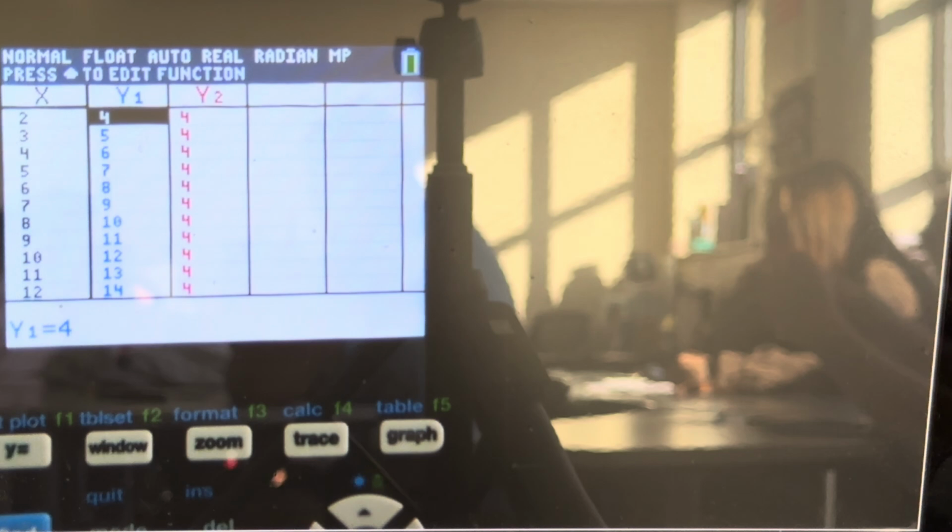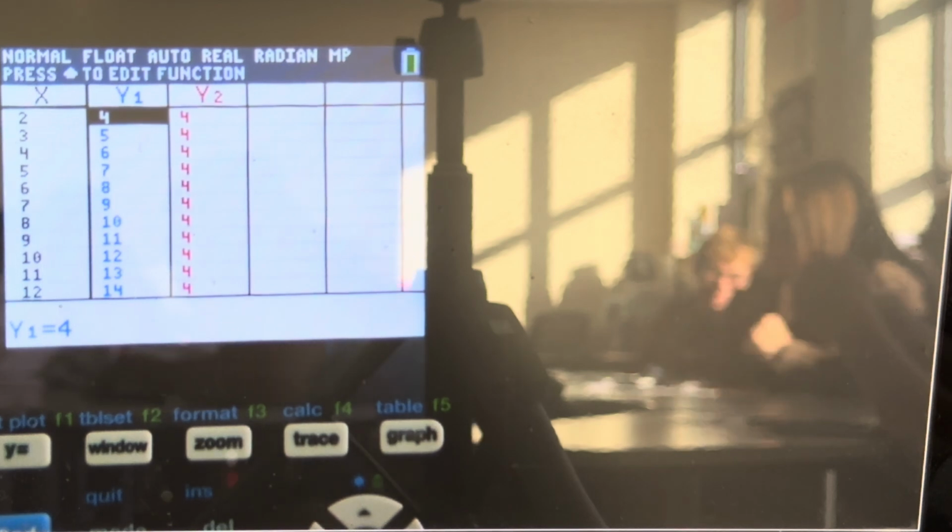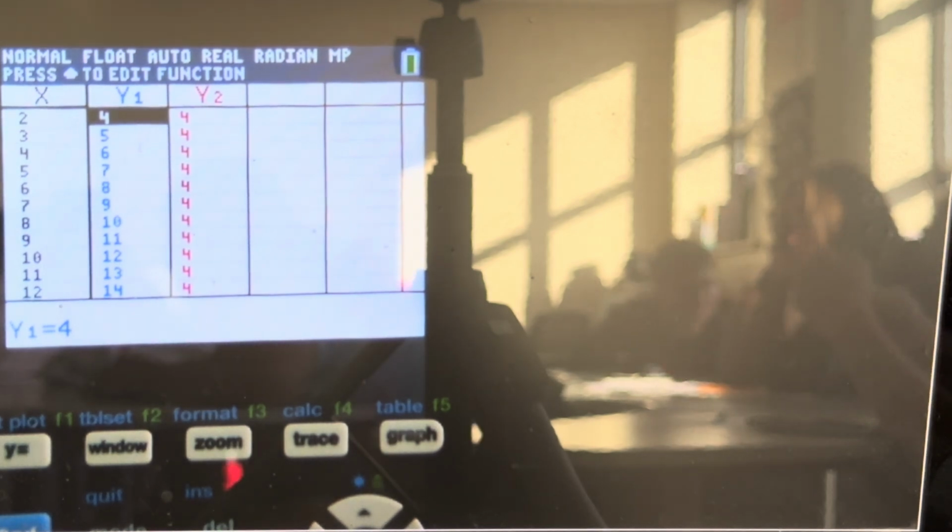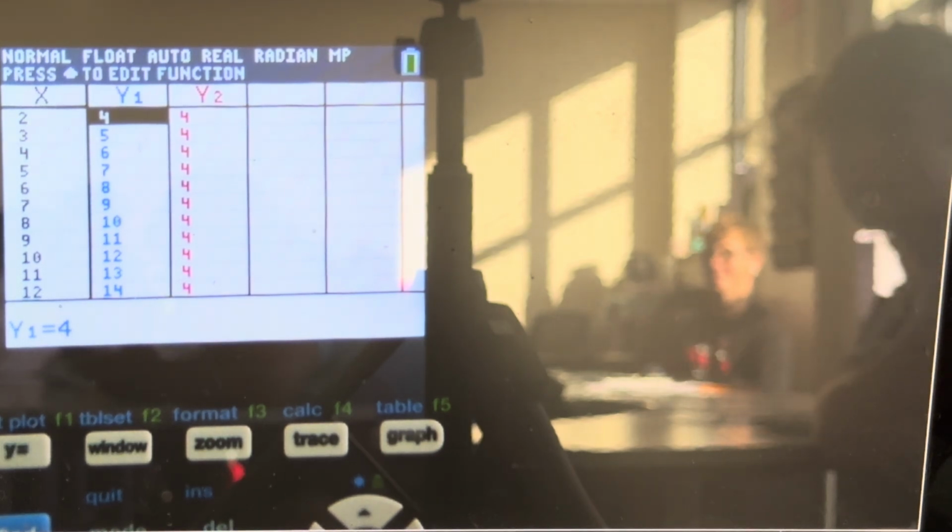Okay, so that's all you're looking for. So if you're dealing with a multiple choice question, you don't have to go through the steps. If you don't want to, you can go straight to your table and look at your 4 multiple choice answers and see if the y values are the same.